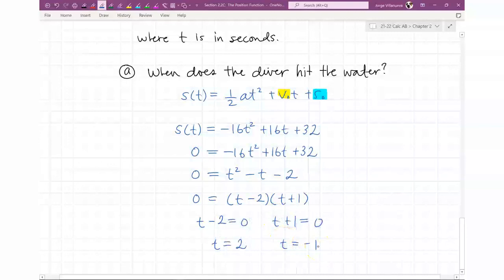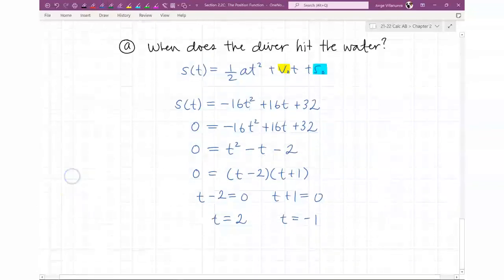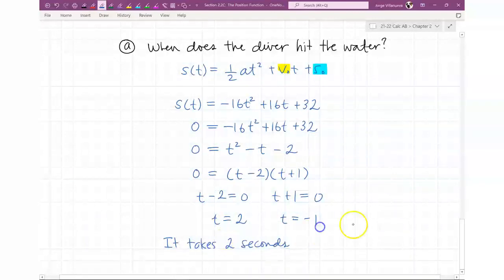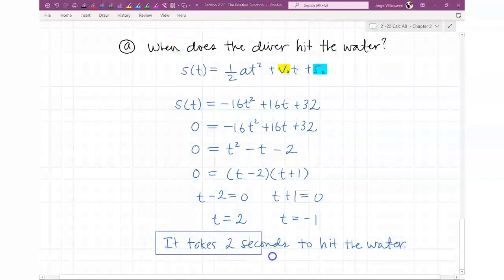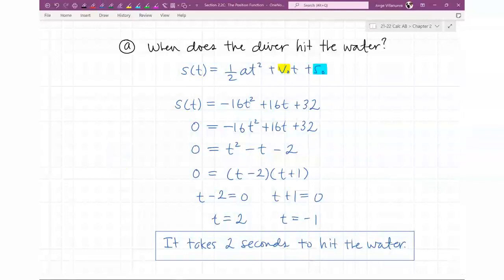Can time be negative? No, right? So my only option is 2 seconds. That's how long it took the diver to hit the water. So it takes 2 seconds to hit the water. That's not too difficult. And again, if you've taken physics, you probably remember doing things like this, where you're trying to figure out specific times it took to do something, specific heights, etc.